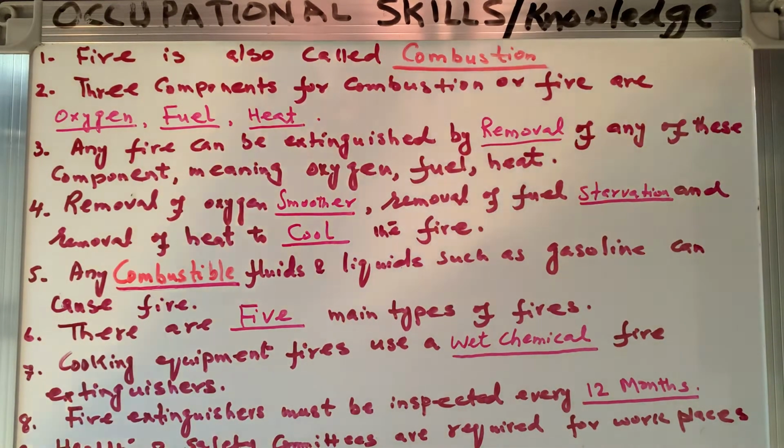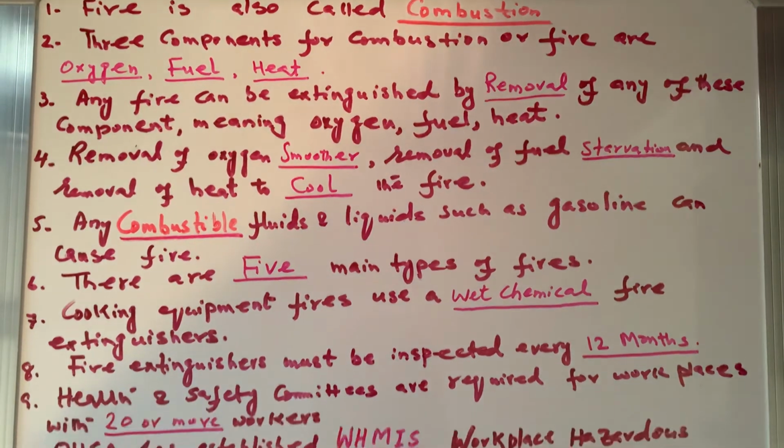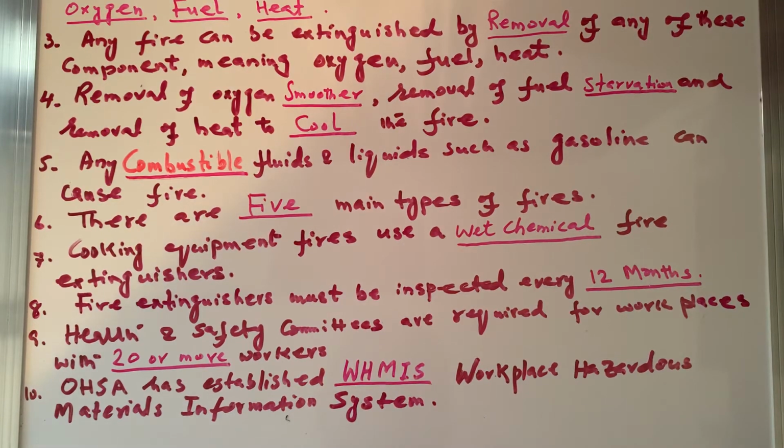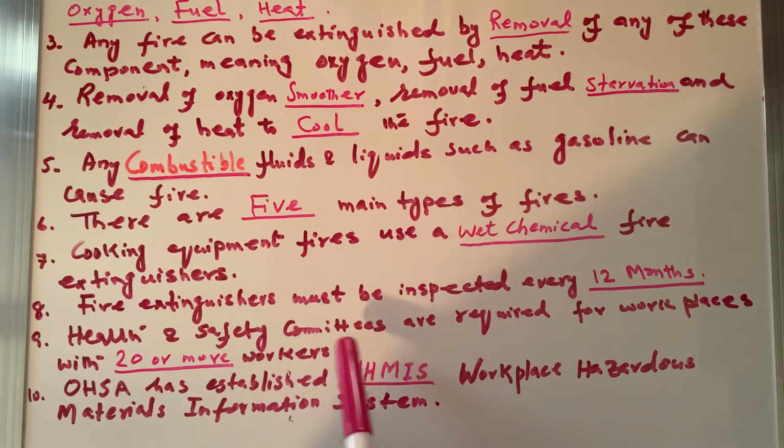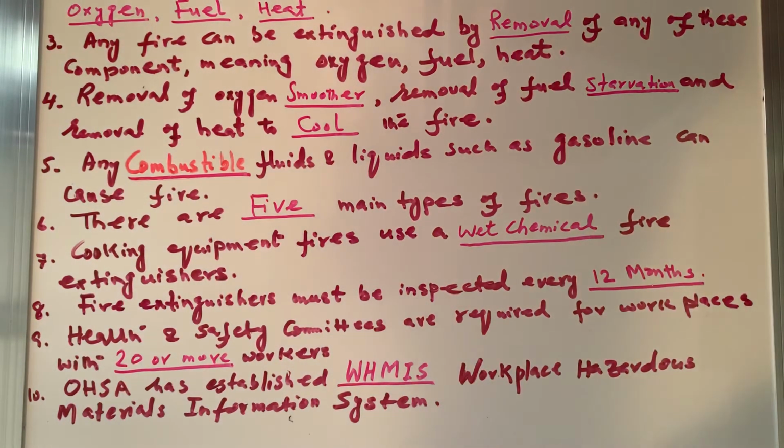Health and Safety Committee is required for workplaces with 20 or more people working in any industry. Before that, fire extinguishers must be inspected every 12 months, and every fire extinguisher must have a tag showing when it was last inspected. That is mandatory. If a workplace has 20 or more workers, they have to establish a committee which oversees all the rules and regulations provided by the OHSA. It is the Occupational Health and Safety Act.